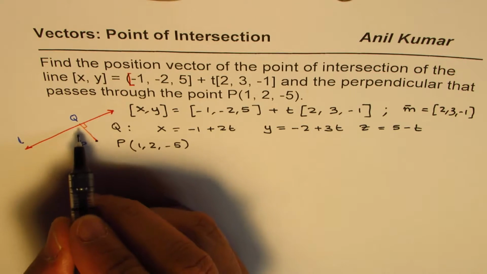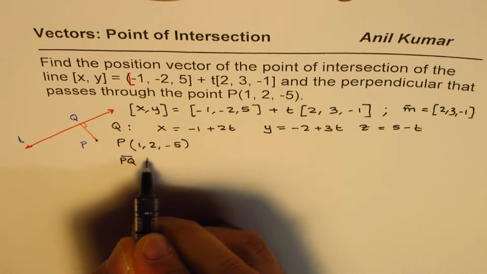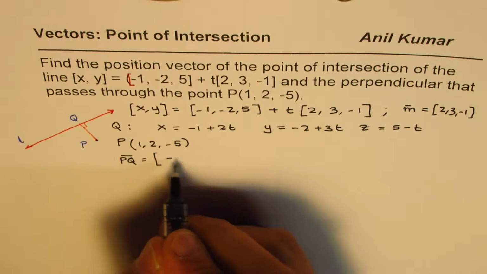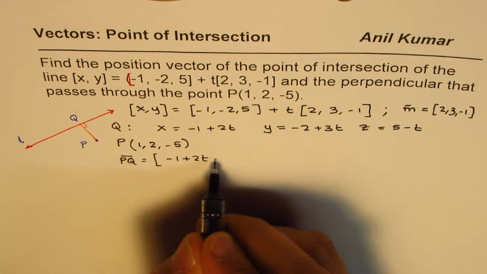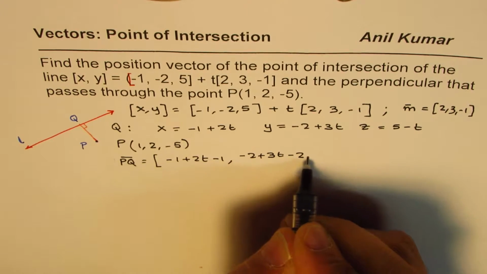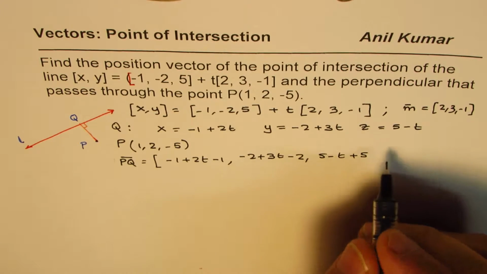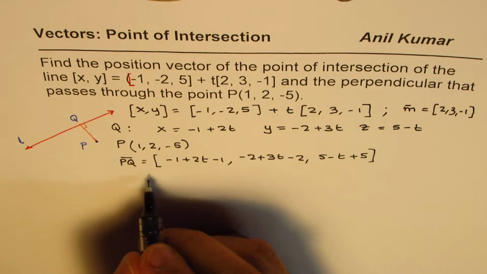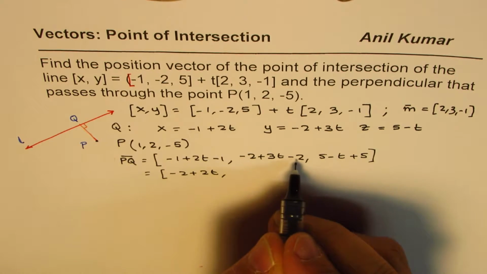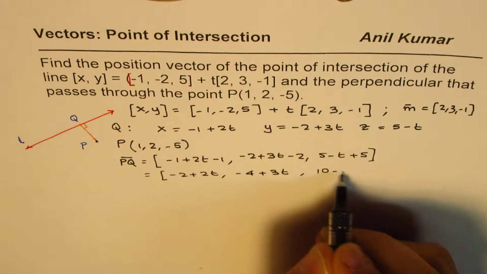So, let's figure it out. Direction PQ will be equal to Q minus P, right? So the x coordinate is minus 1 plus 2t minus 1. For y, minus 2 plus 3t minus 2. For z, 5 minus t, minus of minus 5 makes it plus. We can simplify this. So we get minus 2 plus 2t, here minus 4 plus 3t, and here 10 minus t.